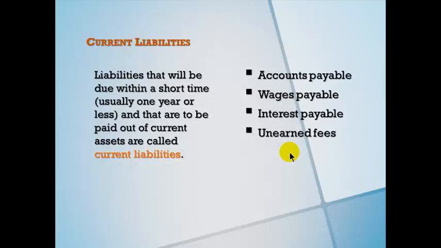So if a customer pays you in advance, what you're going to then have to do is earn that revenue. They paid you up front, but you now have to complete that earnings process. As you do, you will amortize or reduce that unearned revenue, which is a liability, and you will then earn it.